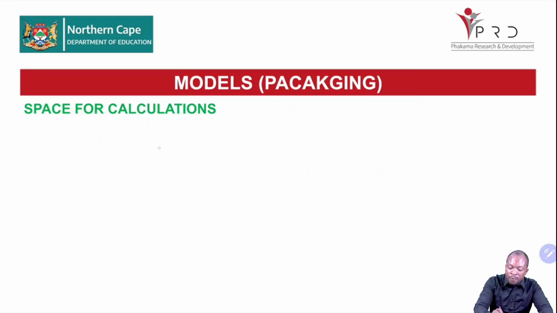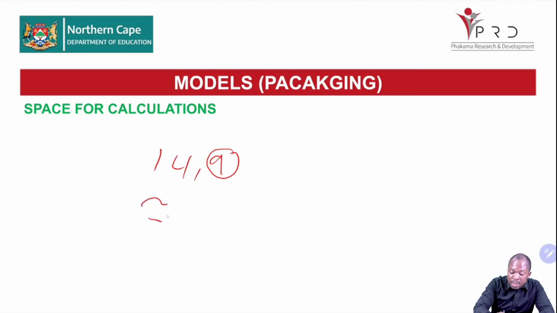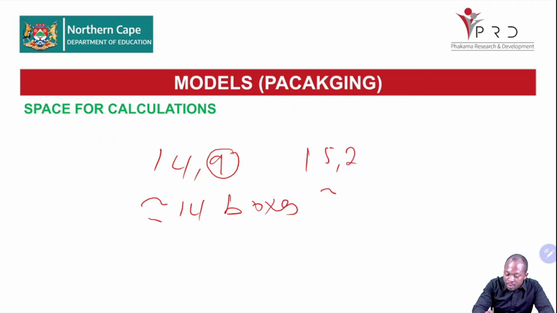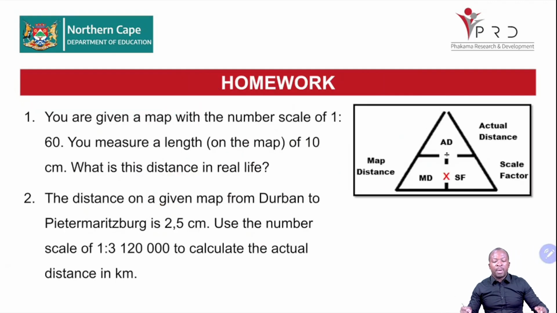So let's say you have 14.9. Can you see this 9 is big, but the space is not there for you to fit in 15. So you will round down to 14, let's say 14 boxes. Let's say 15.2. You round it down to 15. That's how you work with packaging.